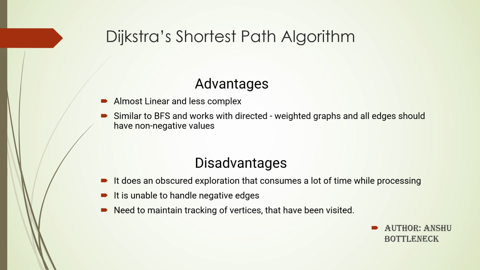Disadvantages: it does an obscure exploration that consumes a lot of time while processing, since it calculates the shortest path from one node to all the other nodes, and that is a very tedious process. It goes through multiple iterations, so that consumes a lot of resources. It is not able to handle negative values because it works on the aggregation of values. So all the weights are aggregated to calculate the least value, the least score, and if there is a negative value, that will not give us the correct path. And also we need to keep track of each vertex that we have visited so that we can have the route planned accordingly.